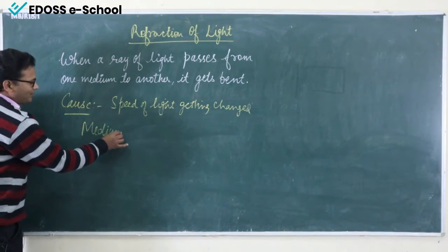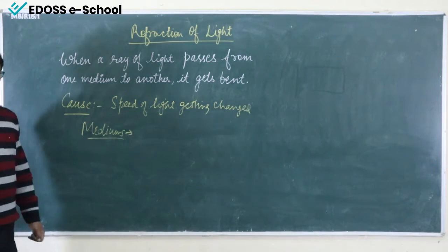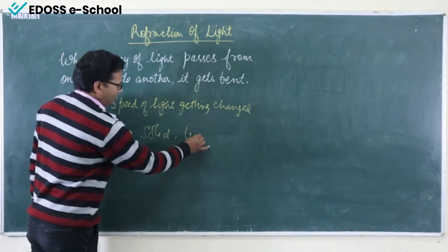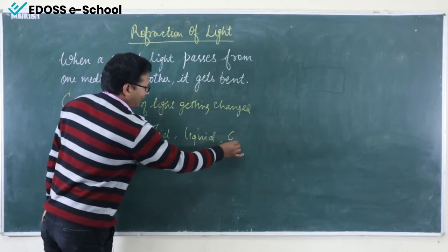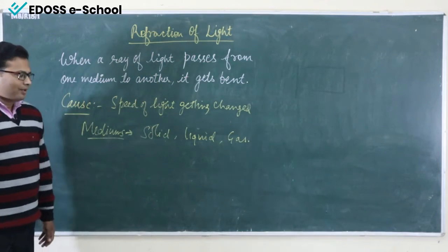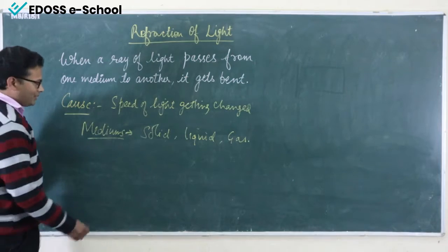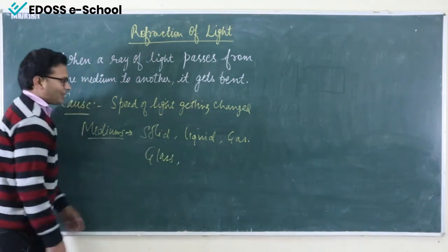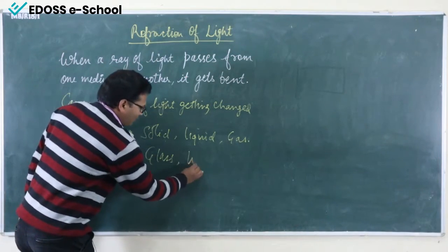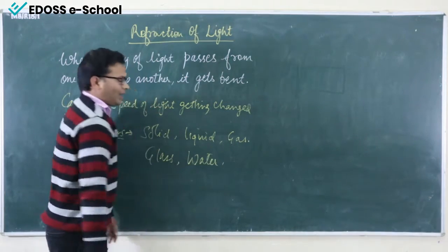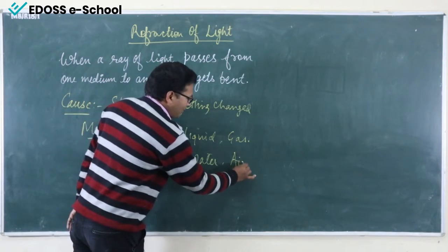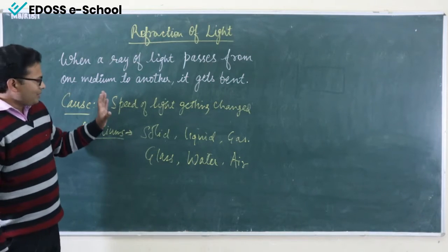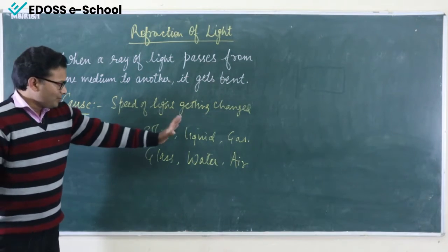Let us talk about the mediums first. How many kinds of medium do we have? We have solid, then liquid, and finally gaseous medium. Let us take one example of each: a transparent glass in case of a solid, simple water in case of a liquid, and simply air or any other gas in terms of gases. Now what happens when the ray of light passes from one medium to the other?